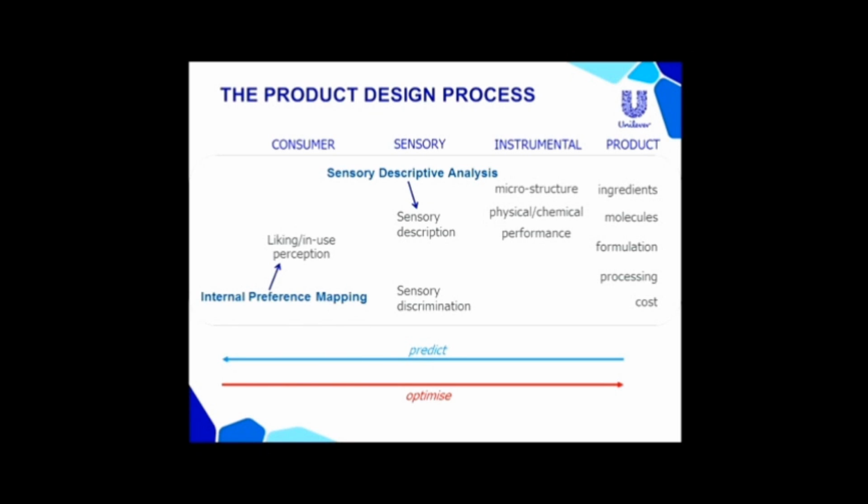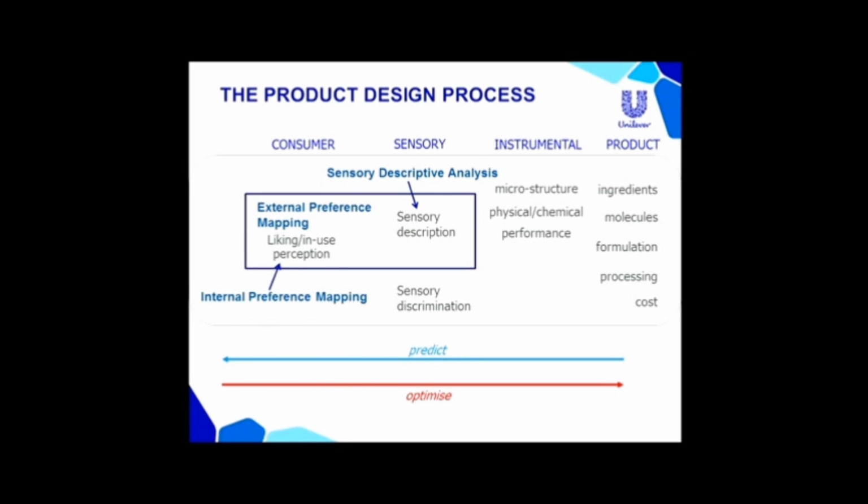Another aspect is looking at the liking data. This is like a home use test. Typically, you'd have lots and lots more people in home consumer testing, maybe global or regional testing. So I'm going to talk a little about sensory descriptive analysis, then internal preference mapping, and then combine the two. So-called external preference mapping links the sensory description to the preference.